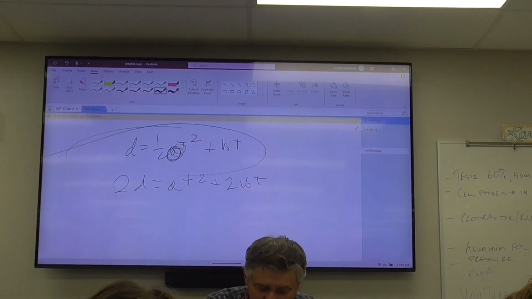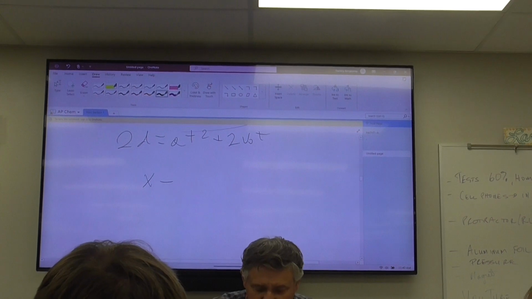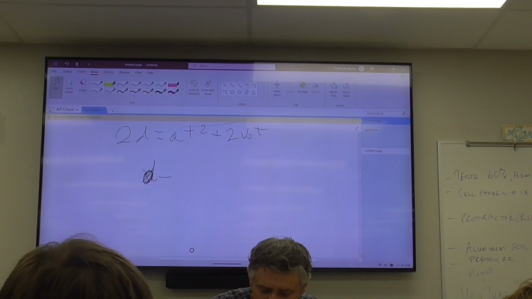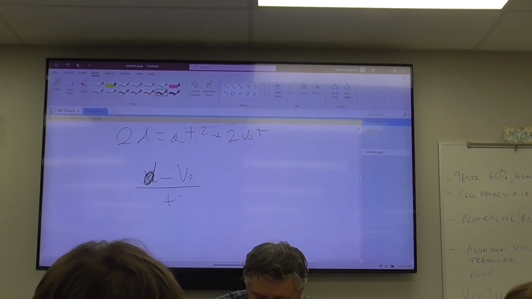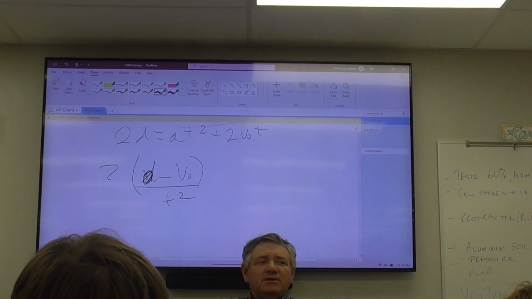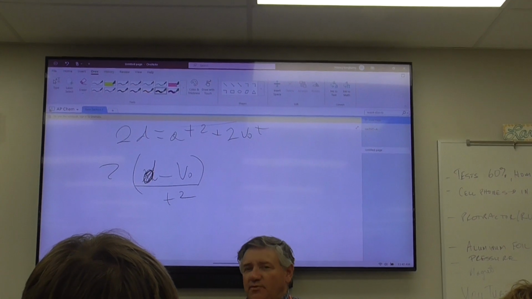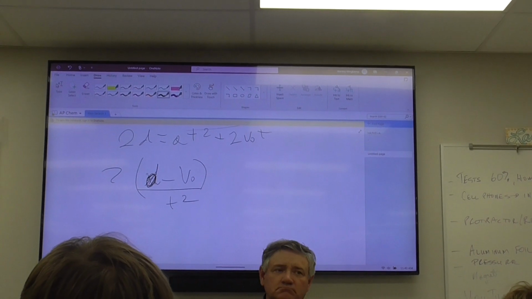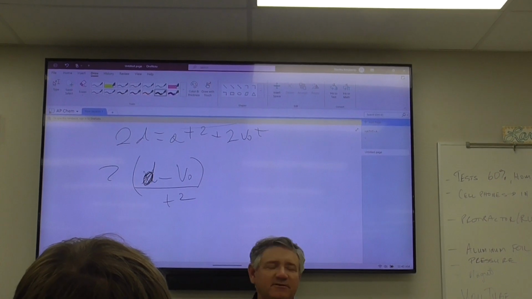Now, let's just say you have this. I'm just going to throw this out there as a possible answer, because I've seen this answer before. Let's say that I have D minus V naught over T squared times 2. Let's say you have that. Right away, why do you know this equation won't work? This is a train wreck, and I can look at it and go, it's a train wreck.